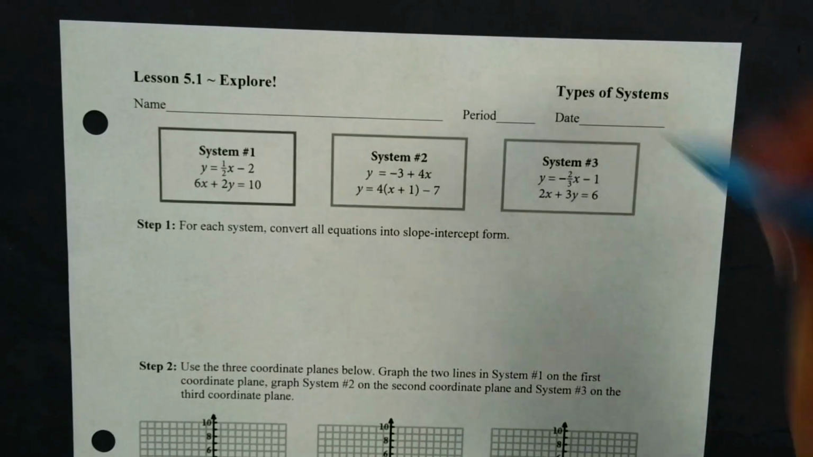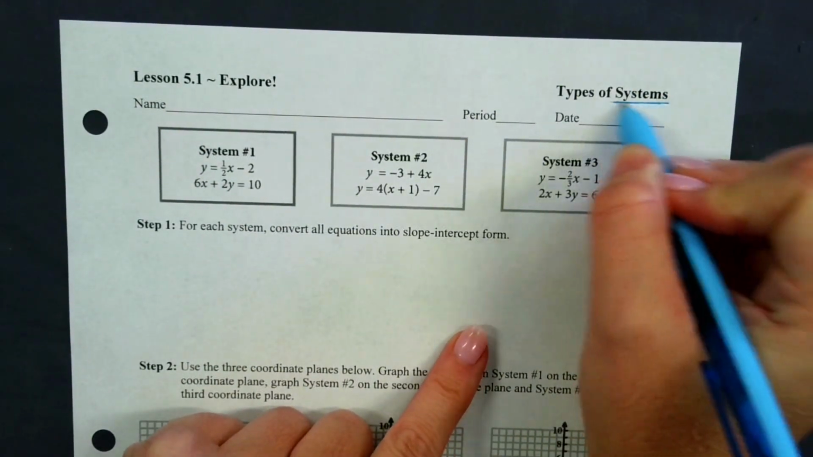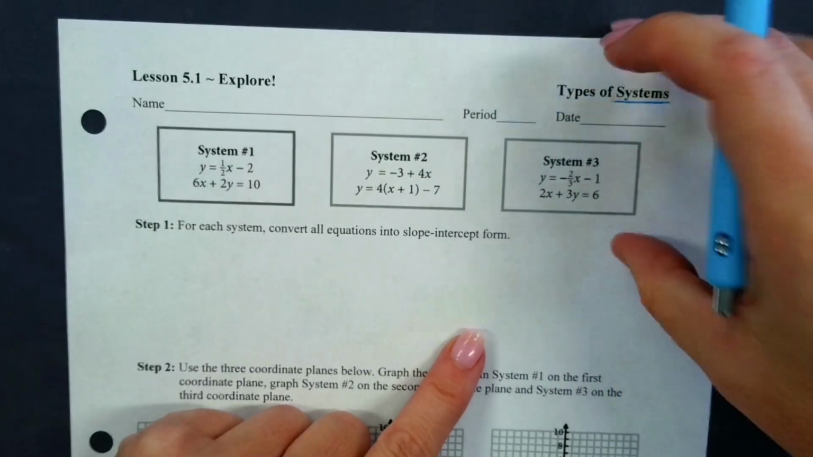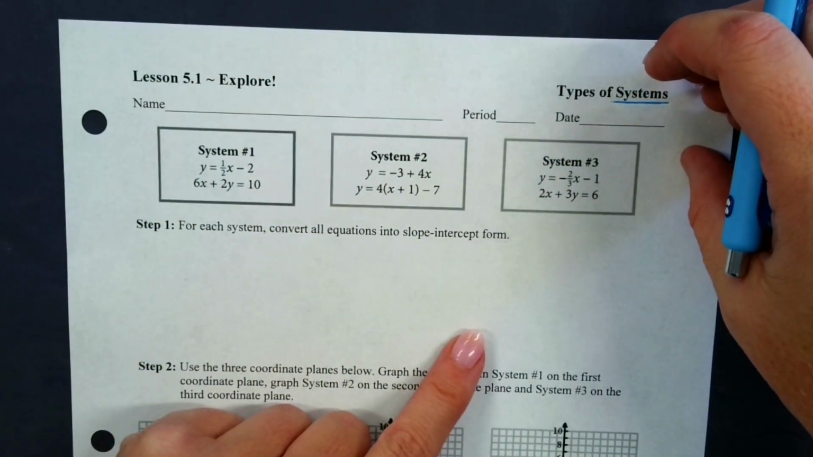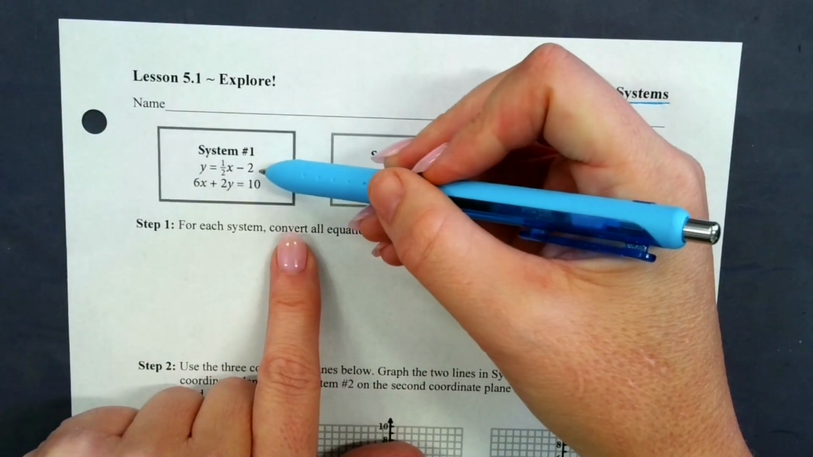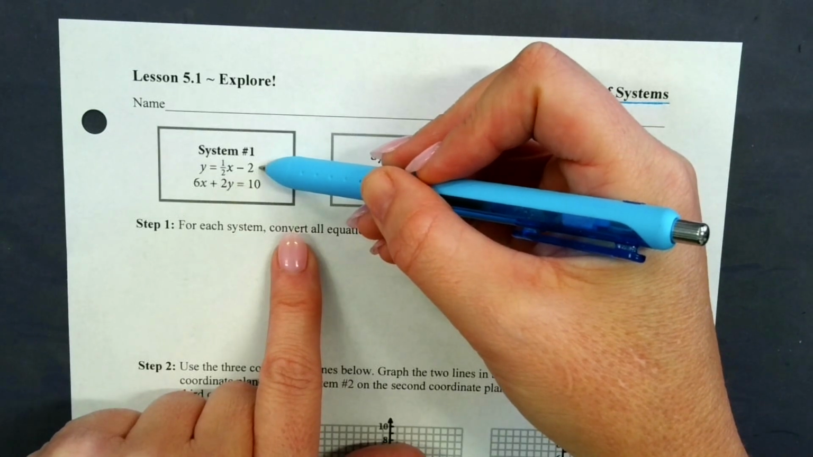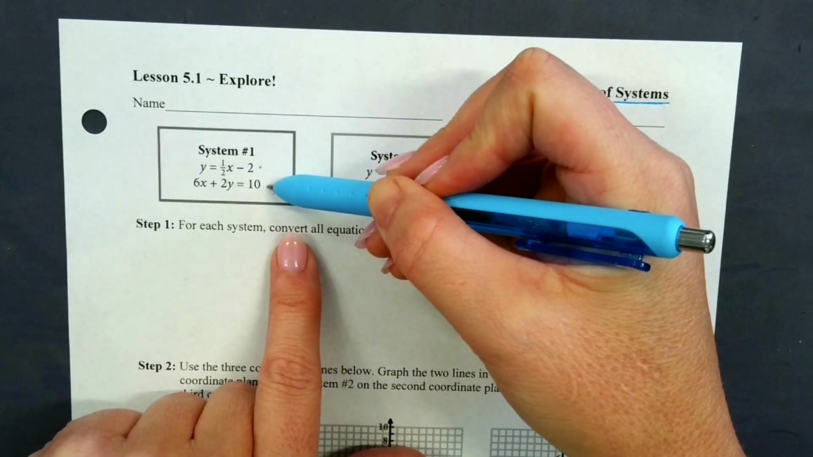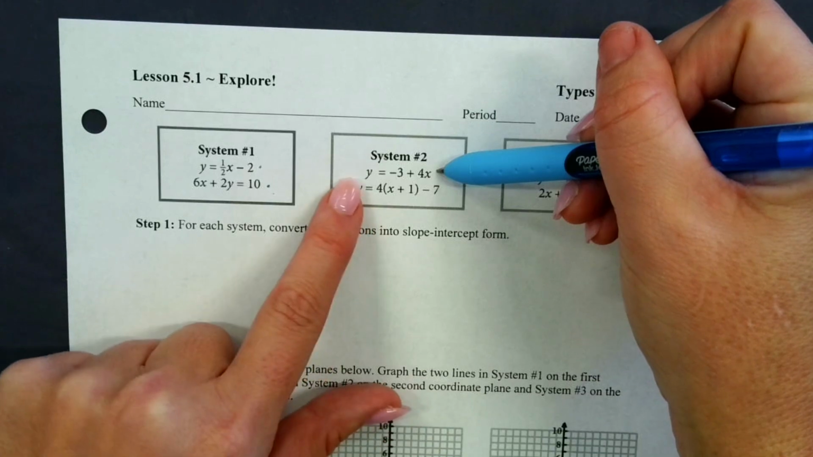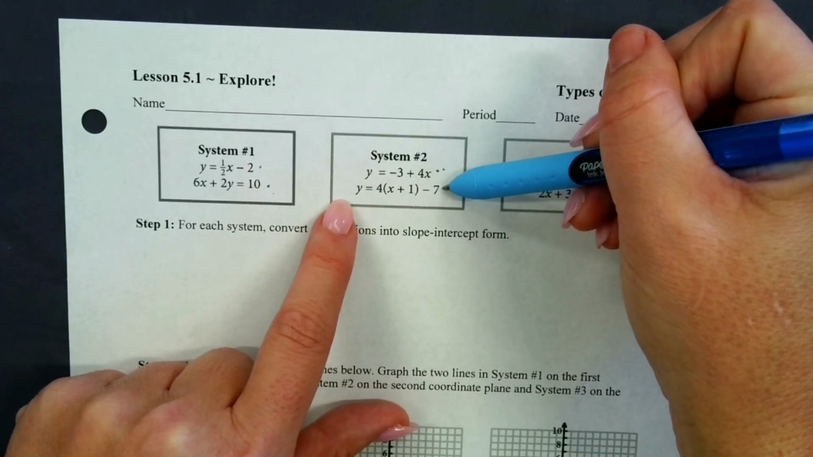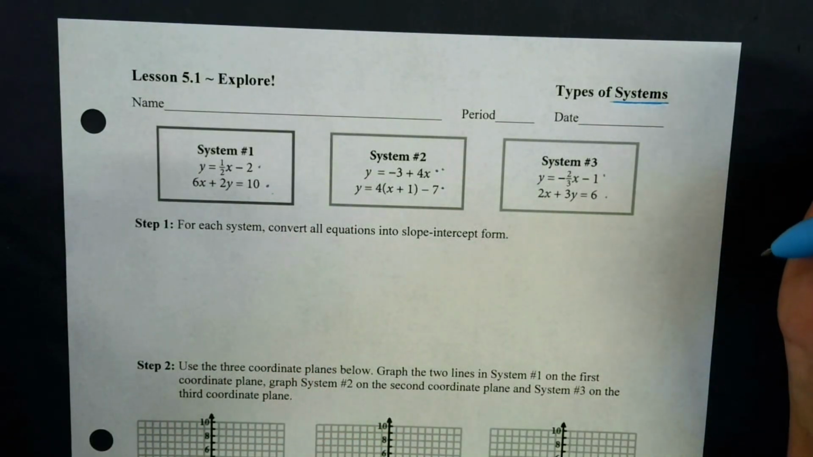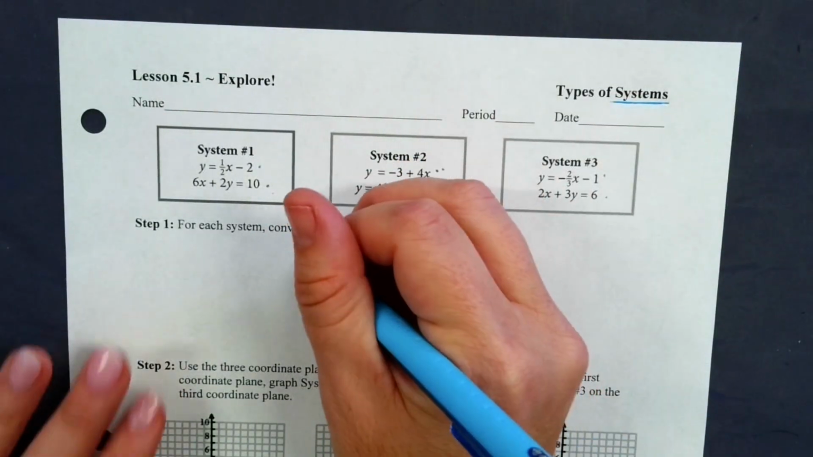Okay. So, we're going to talk about types of systems first, okay? I will tell you for sure, without a doubt, this is on ISASP. All right, so we have 3 systems here. Slope-intercept form, right? What's that one? Standard. What's that one? Slope-intercept. This is just another form of slope-intercept, and standard. For each system, it says convert them all to slope-intercept form.